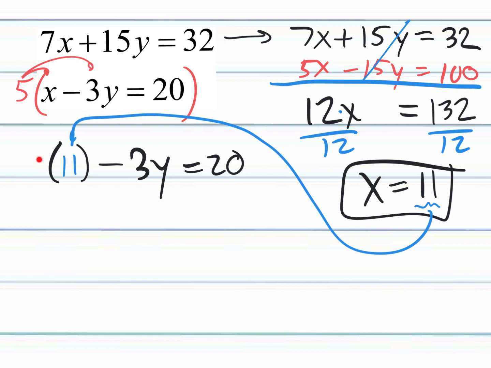Now, there is nothing to multiply by. There's no minus sign out front, so you don't even need the parentheses. It's going to be a regular equation that reads 11 take away 3y equals 20.